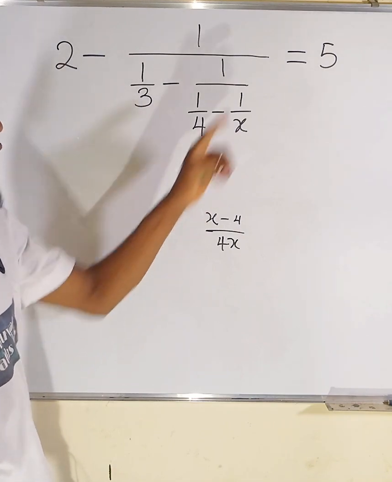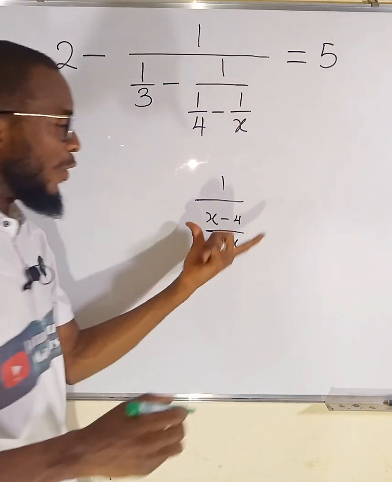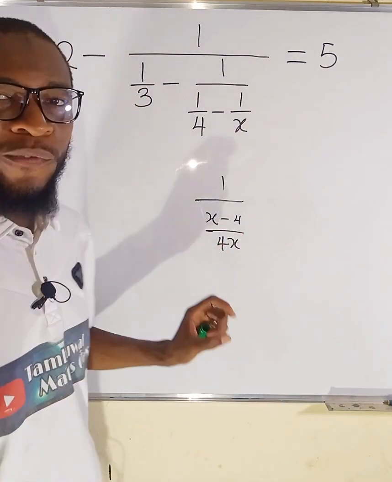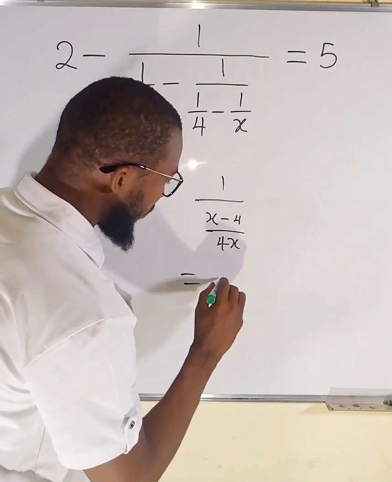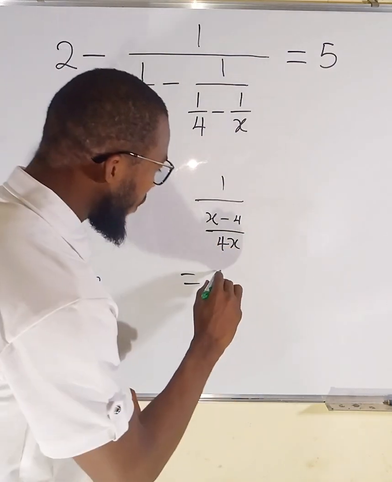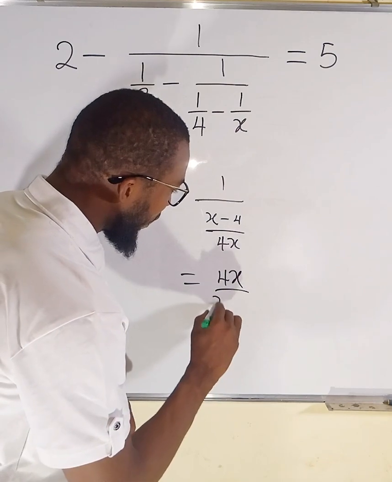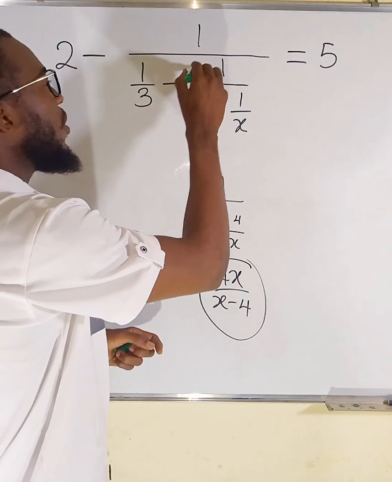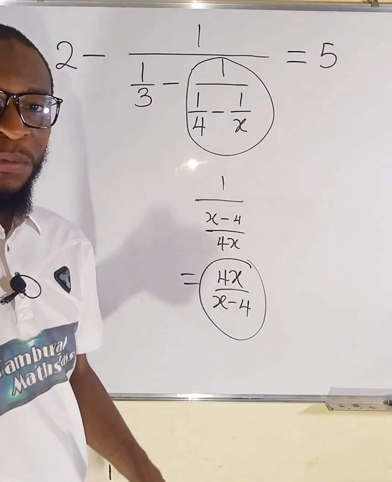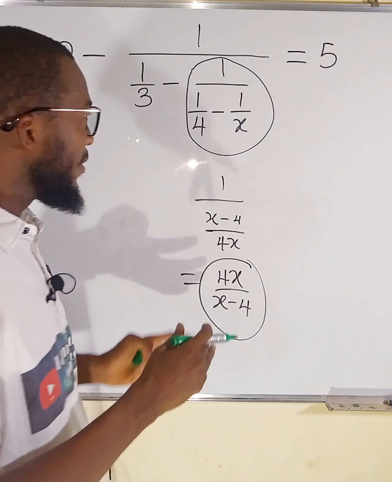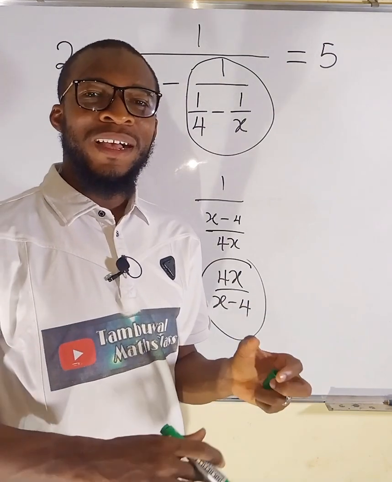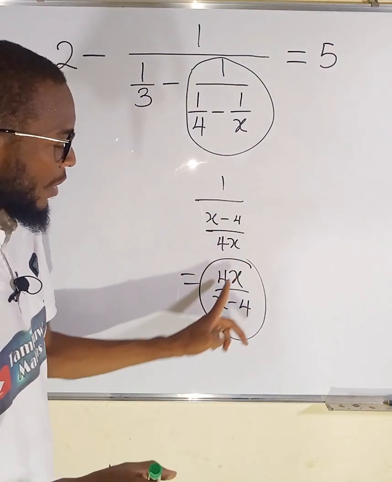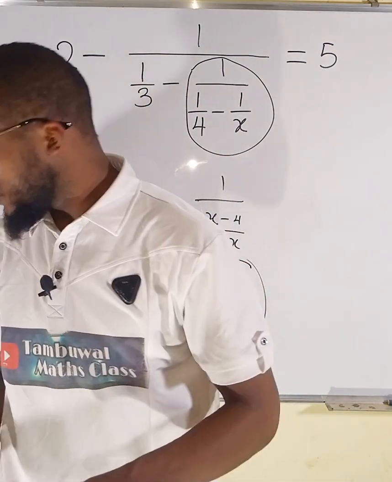But observe, we have 1 divided by the whole of this fraction, which is just the reciprocal of x minus 4 divided by 4x. And this is nothing but, you just have to flip it upside down. We have 4x divided by x minus 4. So I am going to replace this with the whole of this, because I said you should take note of the steps. This method, I used to call it delete and replace. So let me delete this and replace it with 4x divided by x minus 4.